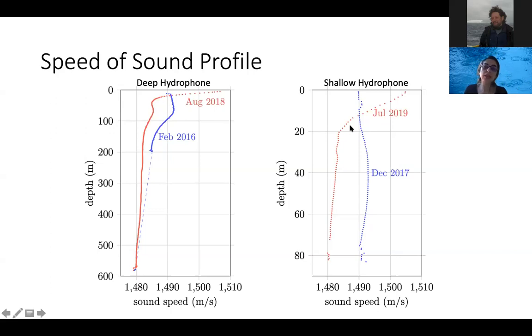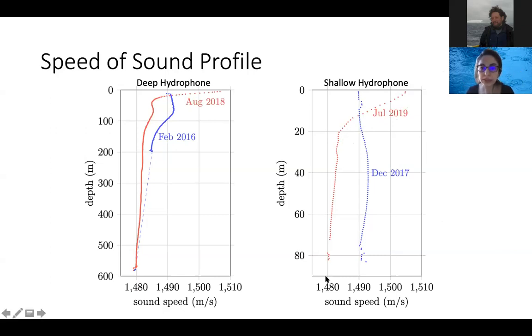Well, I can tell you that the speed of sound is a function of temperature, salinity, and pressure, which is basically depth. So just by knowing that, you can guess that we get a difference in summertime because water close to the surface is warmer than water deeper into the ocean. So we get a difference in the speed of sound due to the difference in the temperature.